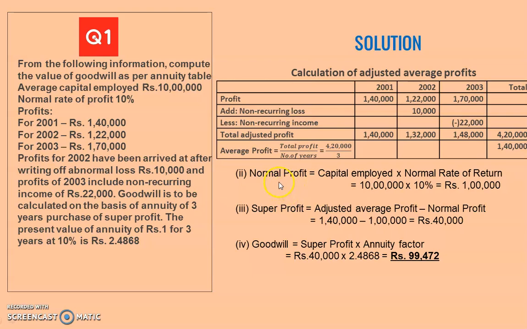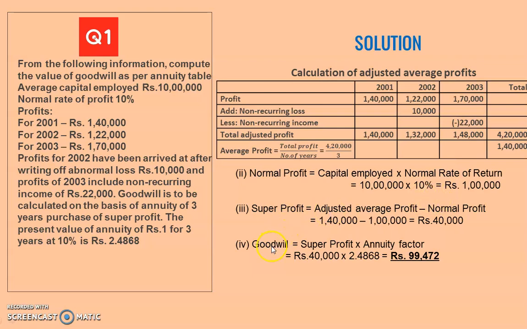The formula for finding normal profit is capital employed into normal rate of return. Capital employed is 10 lakh, normal rate of return is 10%, and hence the normal profit is 1 lakh. The difference between the adjusted average profit and the normal profit is the super profit. So the super profit will be 40,000.